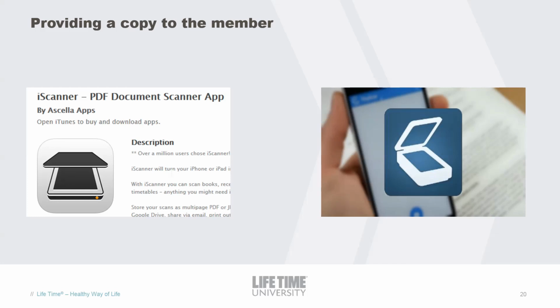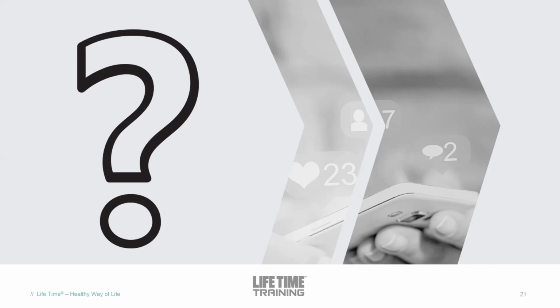You can either make a photocopy and provide it to the member, or a best practice is to scan and email a copy via the facility's scanner or a free mobile app. iScanner is a free mobile app that is compatible with iPhones, and TinyScanner is a free mobile app compatible with Android smartphones. Now that you have a good understanding of the Lifetime Fitness Services Agreement, make sure you complete it for every program or services sold at Lifetime.